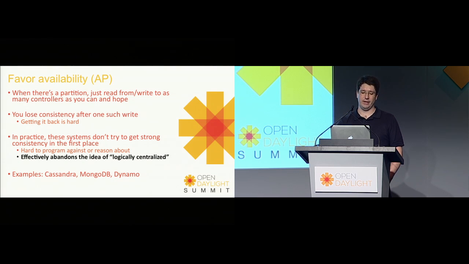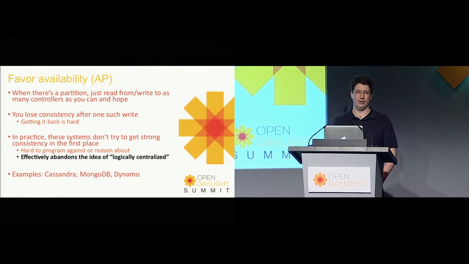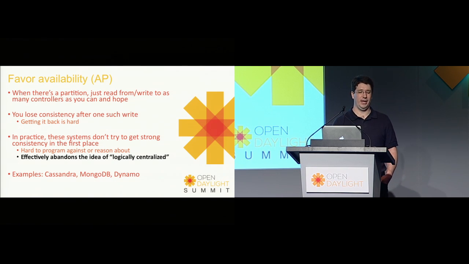I have a bunch of references at the end of this, but you could also Google any of these things, and you would find them. You lose consistency after one such write. And getting consistency back is very hard. And that is why in practice these systems don't even try to get consistency in a strong sense, because basically the first time you do something different than what the majority would do, which is that you suffer a partition, you break everything and you don't get it back, so why even bother?